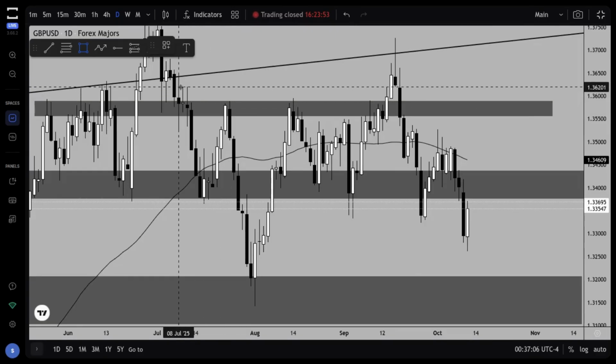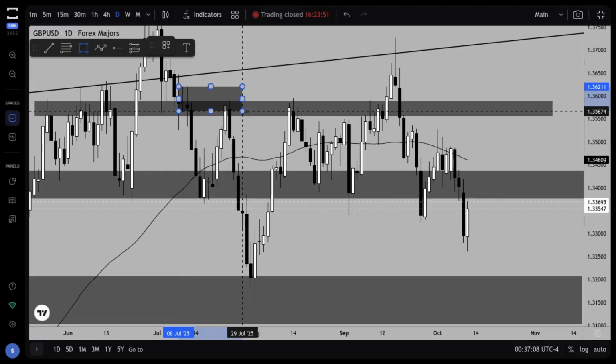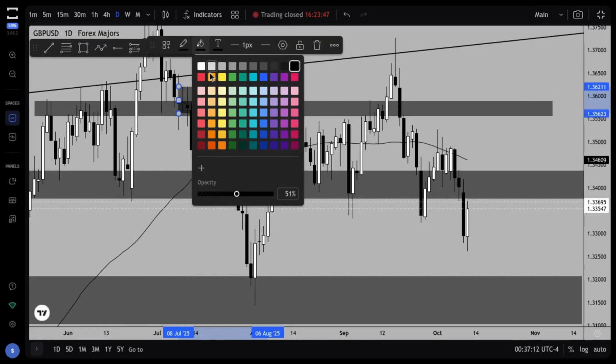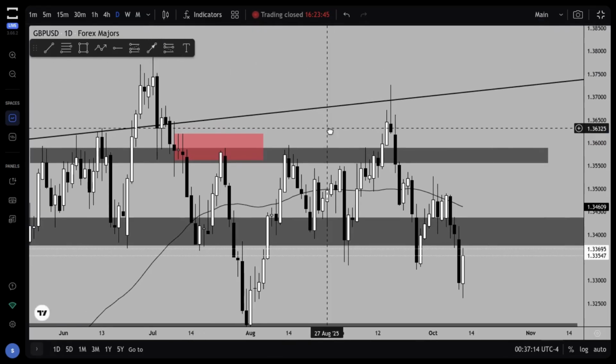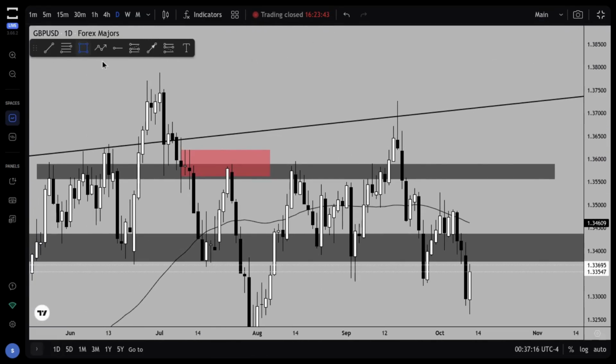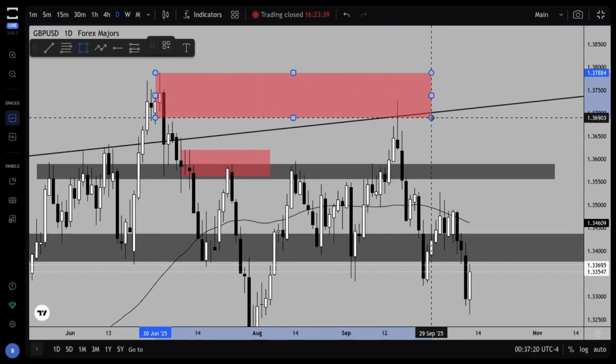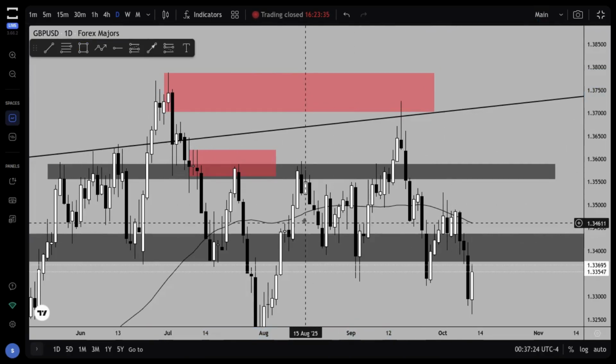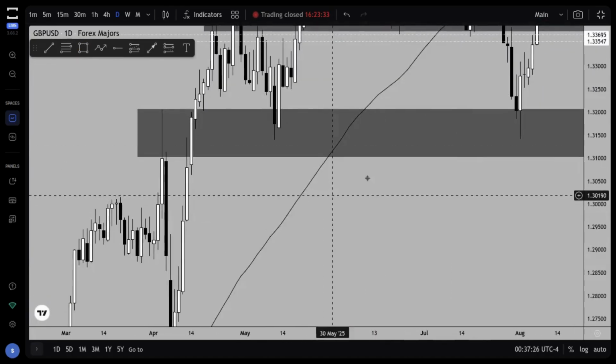So another thing that I like to find are spinning tops. These candles right here, where market was a bit indecisive, those make for very good order blocks. There was a spinning top right there at the top, and then right on that first break of structure.